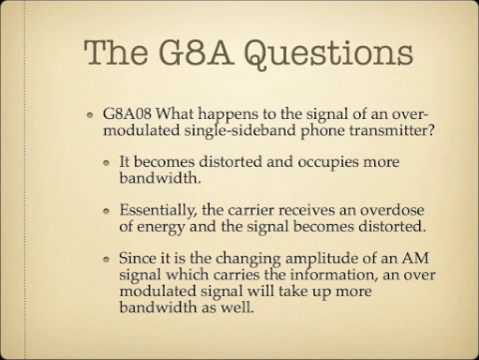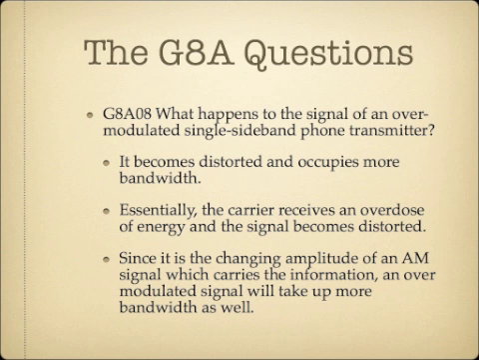What happens to the signal of an overmodulated single sideband phone transmitter? The answer is it becomes distorted and occupies more bandwidth. And if you can remember to associate distortion and occupying more bandwidth with overmodulation, that'll help with several questions on the exam in general.